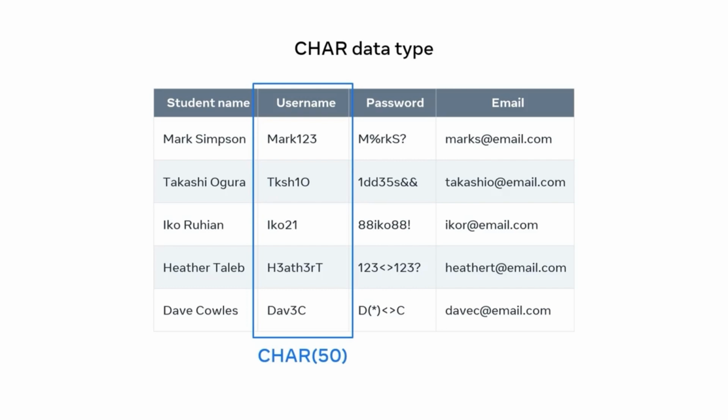In the student table, you can set a maximum length of 50 characters for the username column in SQL with char 50. For example, the table contains the records for a student with the username Mark123, which is a total of 7 characters. However, because the column is defined as char 50, this username occupies a length of 50 characters within a space.